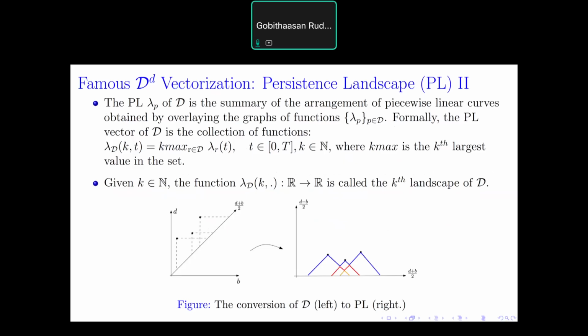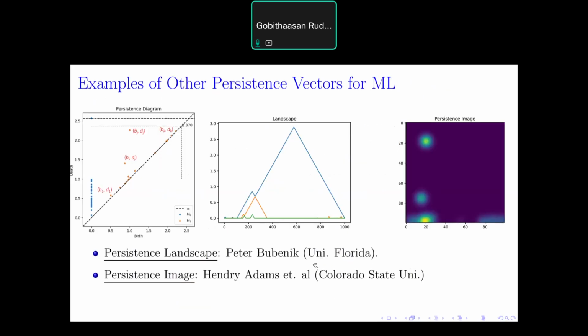Again, the persistence landscape is the vectorization of the persistence diagram, right? So from the collection of birth and death pairs, of course we first create a tent function for each, and then we rotate it 45 degrees, and then the first maximum represents lambda 1, the second maximum represents lambda 2, the third represents lambda 3.